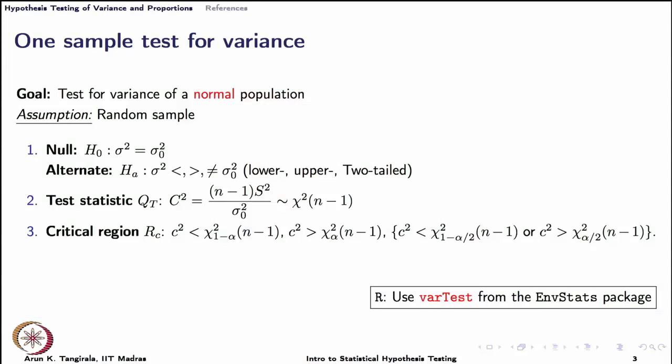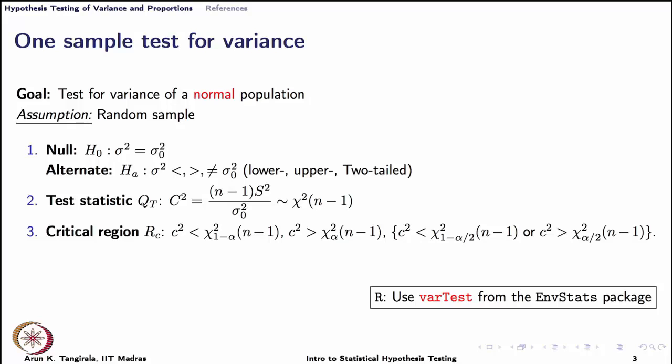Now, we begin with the one sample test for variance. The goal is to test for the variability of a normal population under the assumption of random sample. So, we have data coming from a Gaussian distribution, and as usual we assume random sample, and we have the null. As per the test, the null is sigma square equal to a postulated value, and the alternate hypothesis is one of the three possibilities.